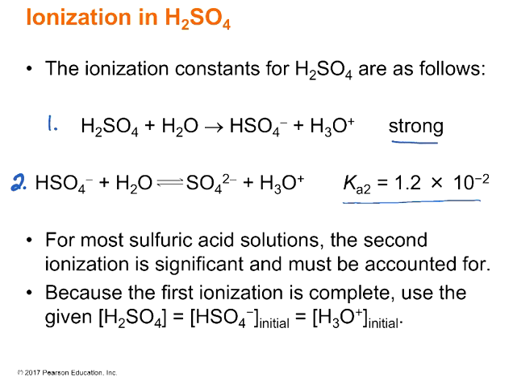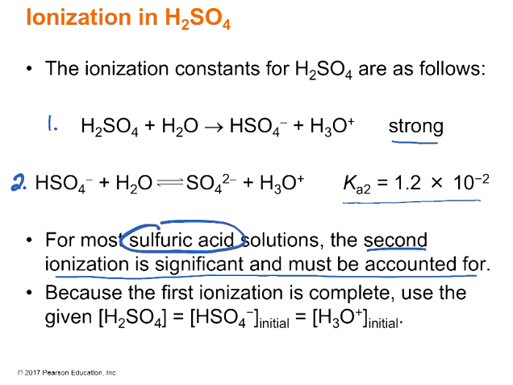Now, for most sulfuric acid solutions, the second ionization is significant and must be accounted for. So again, this is just for sulfuric acid. Now, because the first ionization step is a complete ionization step, that means that we can say the concentration of H2SO4 is equal to the concentration of hydrogen sulfate, as well as the concentration of hydronium ions.